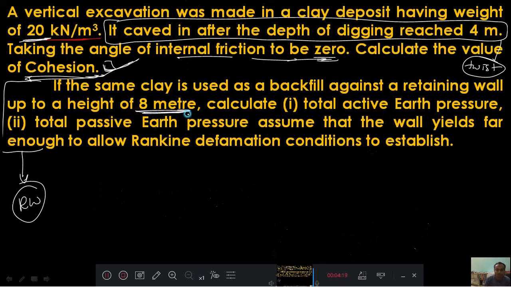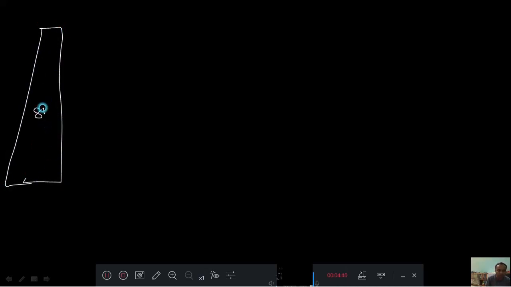They said that an 8 meter retaining wall is there, and that the backfill is filled with this type of soil. That soil was filled, and we need to calculate the active earth pressure. First we will work out the first point, and later we will go to the second point. Draw the retaining wall. This is a retaining wall, and the height is 8 meter.